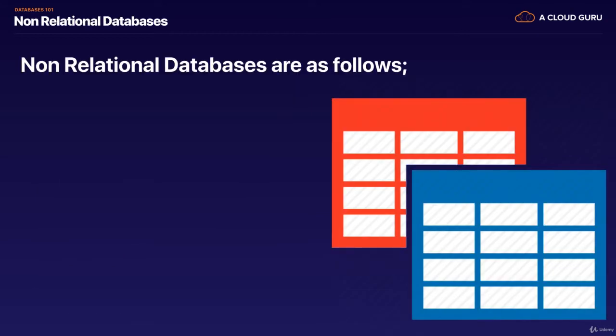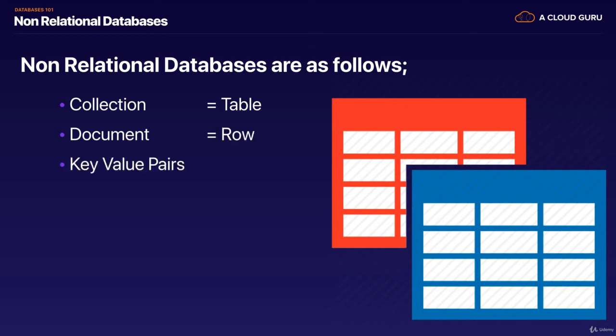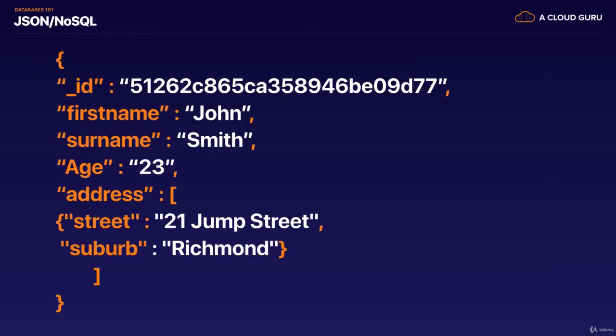Non-relational databases is probably something you may or may not be familiar with. I certainly wasn't familiar with it until around 2008, 2009. But they basically consist of a collection, and a collection is just a table. Inside the collection, you have documents, and your documents are simply a row. Then you have key value pairs, and these are basically your fields or columns. So let's have a look at what a non-relational database would look like.